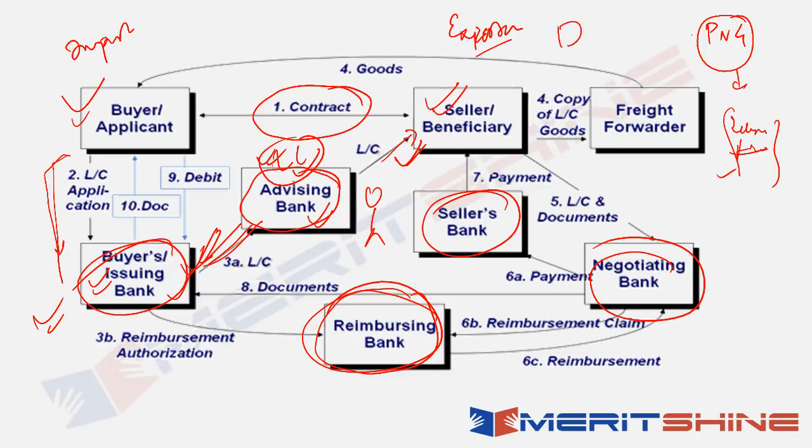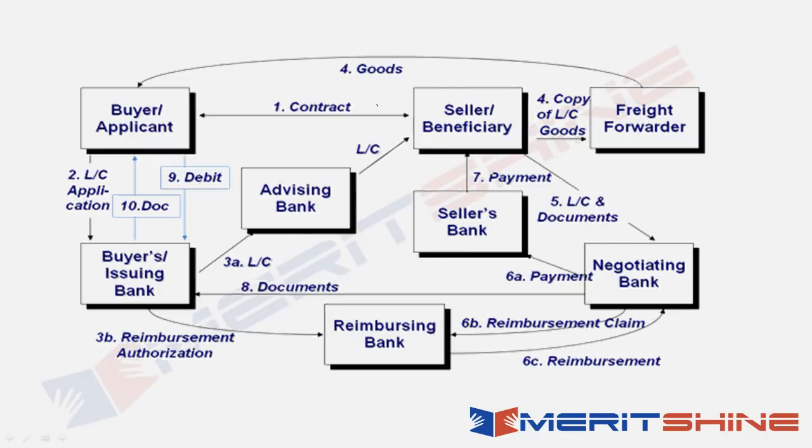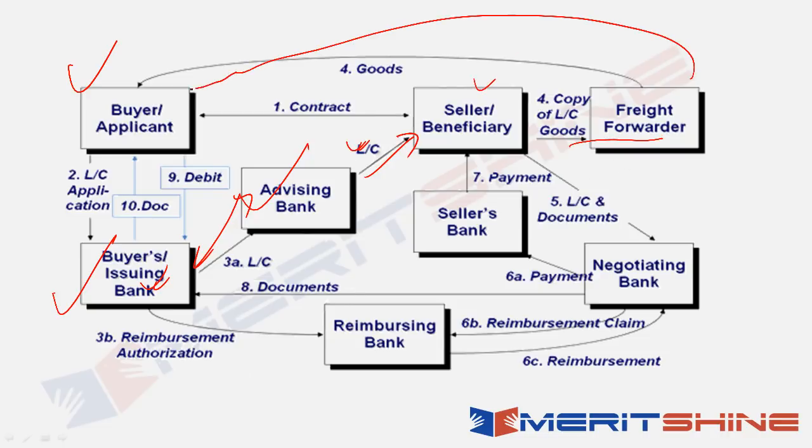Now if you are working in India, and Citibank is your issuing bank, you don't need an advising bank, or the advising bank is Citibank itself. But I'm just showing all the complications that can happen. You do not know the counterparty, you do not even know the bank. Then you will need an advising bank which will certify that this bank is authentic and this LC is okay, you can proceed. Now the copy of the LC goes to the freight forwarder, who sends the goods.